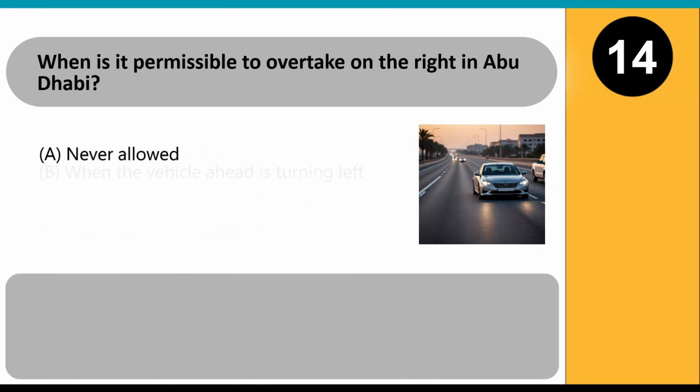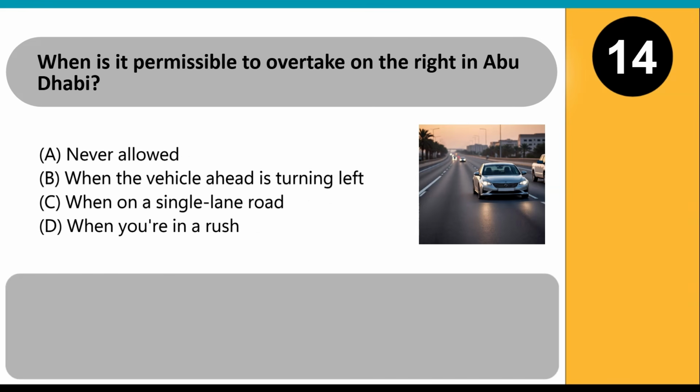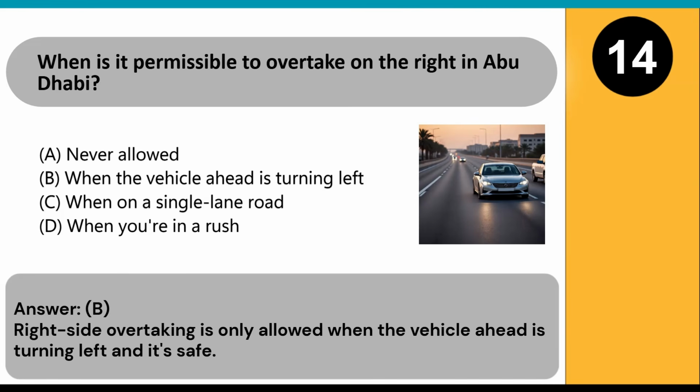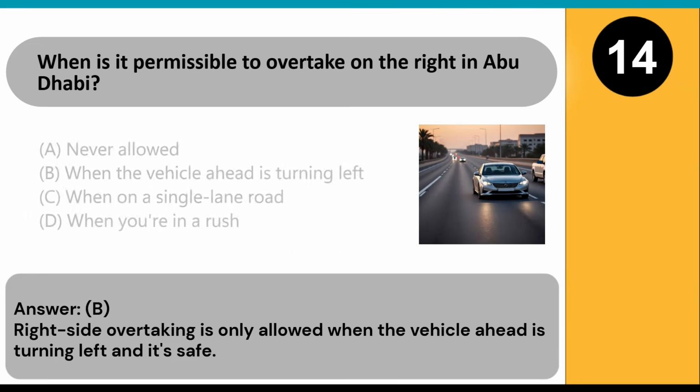When is it permissible to overtake on the right in Abu Dhabi? A. Never allowed. B. When the vehicle ahead is turning left. C. When on a single-lane road. D. When you are in a rush. Answer: B. Right side overtaking is only allowed when the vehicle ahead is turning left and it's safe.